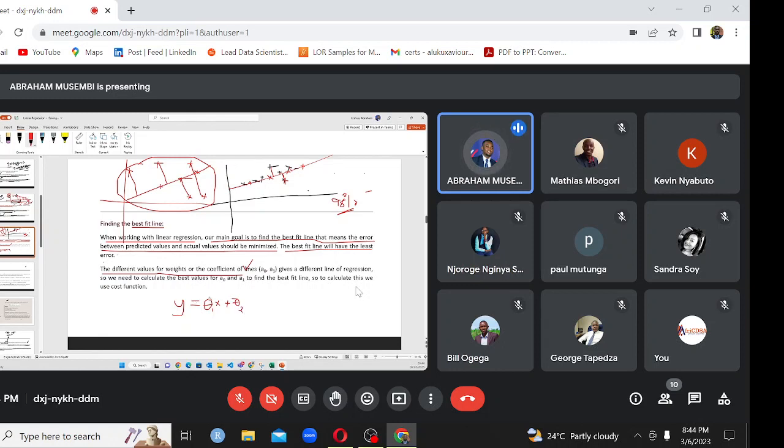So you can see we now have these coefficients. These are our coefficients or our weights. So the different values for weights, or coefficients of the lines, give a different line of regression. So we need to determine the best value of these coefficients, so we have to optimize these values to get the best values.